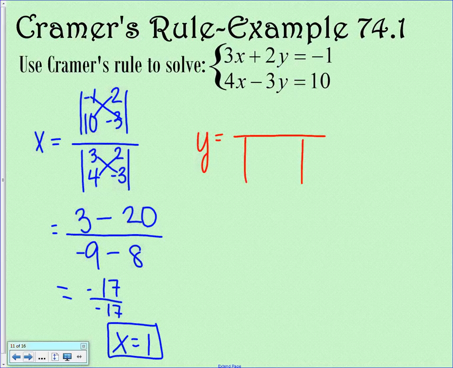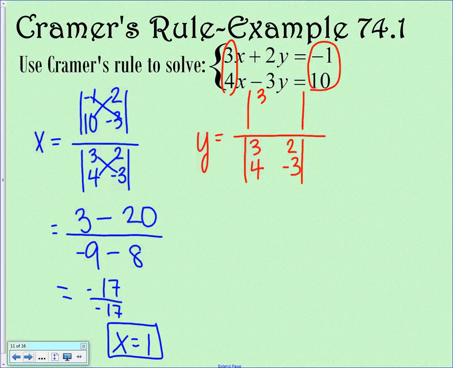For the denominator, it's just going to be these numbers here. And it's going to be the same matrix as what you had for the x. So 3, 4, 2, and negative 3. Now on the numerator part, instead of the 2 and negative 3, we're going to use the negative 1 and 10, because now we're solving for y. So the coefficients for the x, the 3 and the 4, stay the same. And then instead of our 2, we're going to put a negative 1. And instead of the negative 3, we put a 10. And so now we solve this matrix.